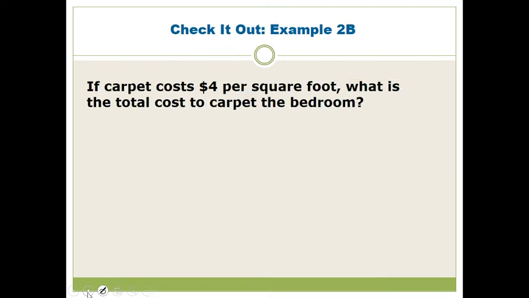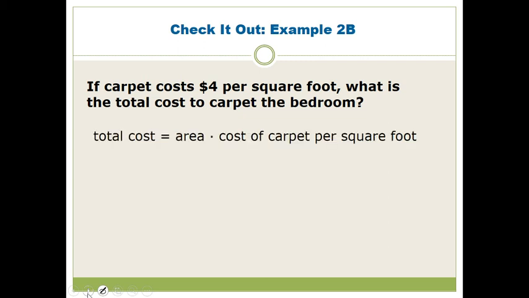Now, going off of this same problem, we could say, how much does it cost to carpet the floor if it costs $4 per square foot? So the first thing we need to know, what do I need to know to solve this problem? Well, we need to know the cost for every single square foot, and we have that answer here. And then we need to know how big that bedroom is. How many square feet is that bedroom?